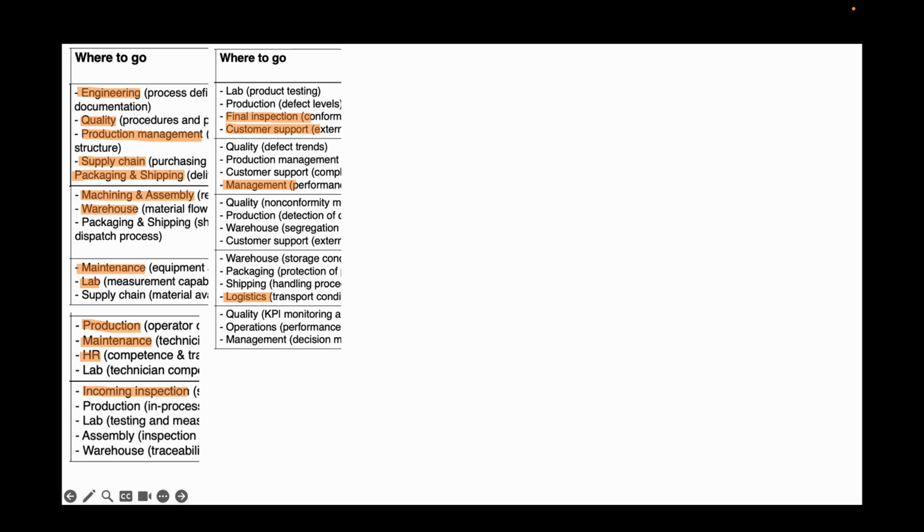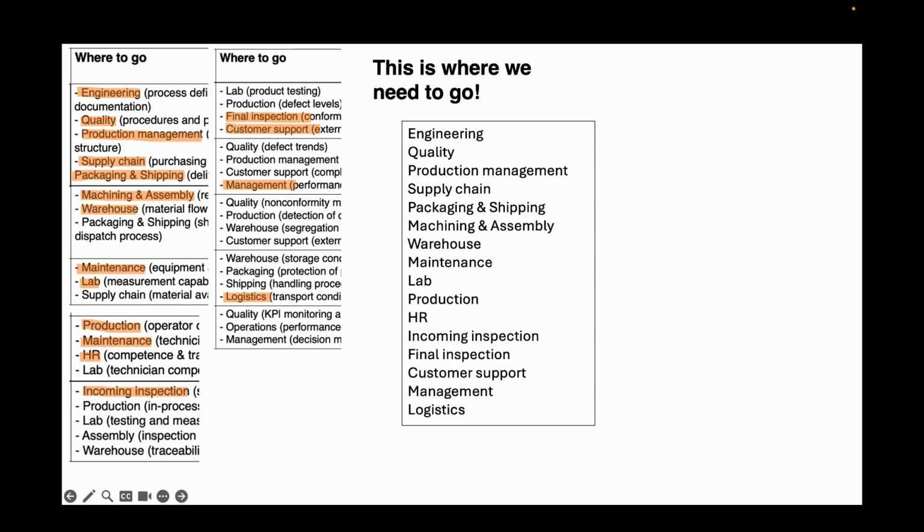So on this slide, I consolidate. If production appears several times, I keep only one sticky note for production. If warehouse appears several times, I keep only one sticky note for warehouse. And these give me one clean set of places to visit. So this is where we need to go, or where do I need to go as an auditor? So here's the list.